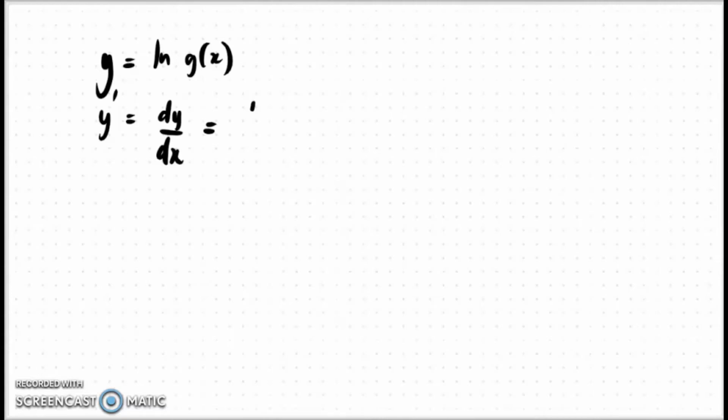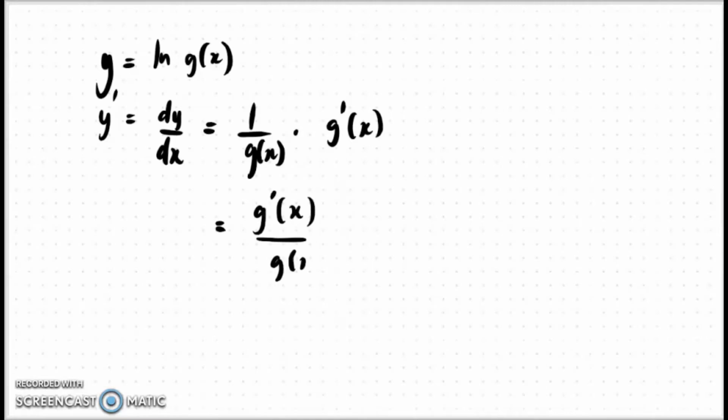Let us take note of the rule for finding the derivatives of natural logarithm. If we have y is equal to ln g of x, then our y prime or our derivative of y with respect to x is equal to 1 over g of x multiplied by the derivative of g of x. Or we can say that it is equal to g prime of x over g of x.